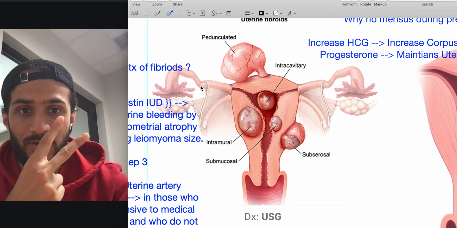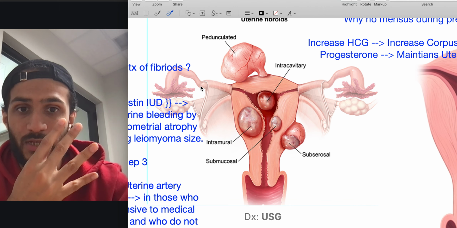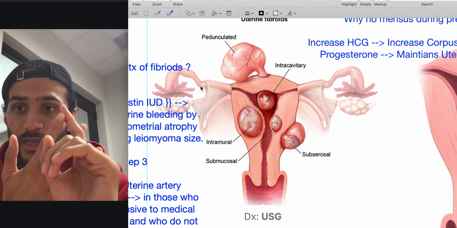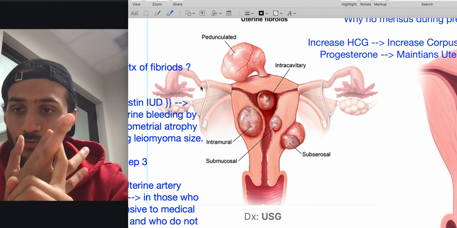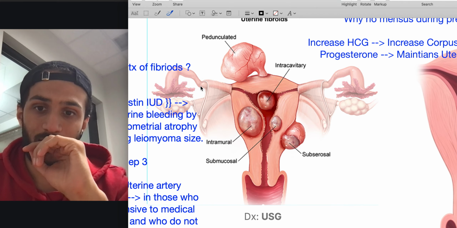Second is going to be intracavitary. Third is intramural. Fourth is submucosal. Fifth is subserosal. So 5 again: pedunculated, intracavitary, intramural, subserosal, and submucosal. We need to learn them.